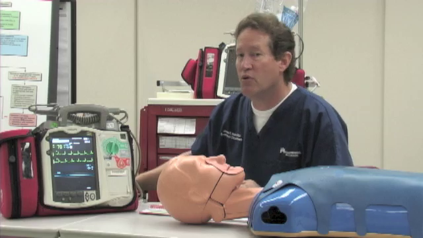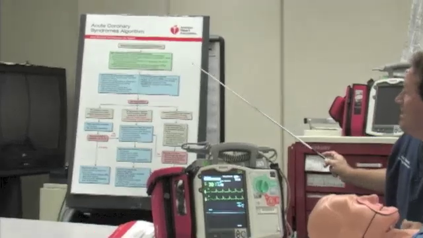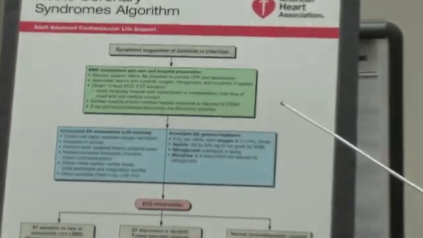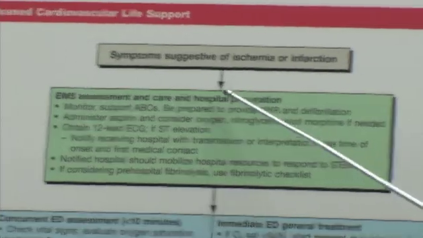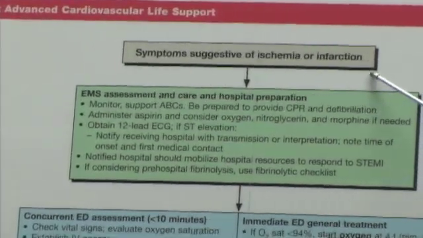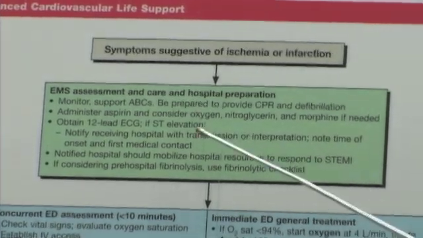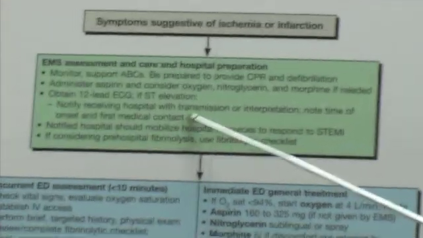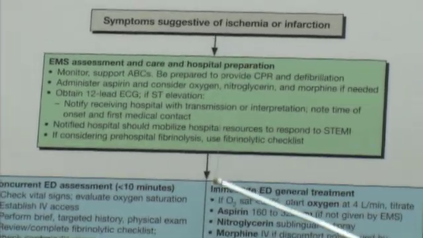Now, if we go up to our poster board here, it's kind of a busy algorithm board. This is one of the busiest algorithms that the American Heart Association has produced. But it starts off at the top: symptoms suggestive of ischemia or infarction of the heart. We're going to do our ABCs, and it's going to tell you pre-hospital, that's the green box: oxygen, aspirin, 12-lead if you can do it in the field.